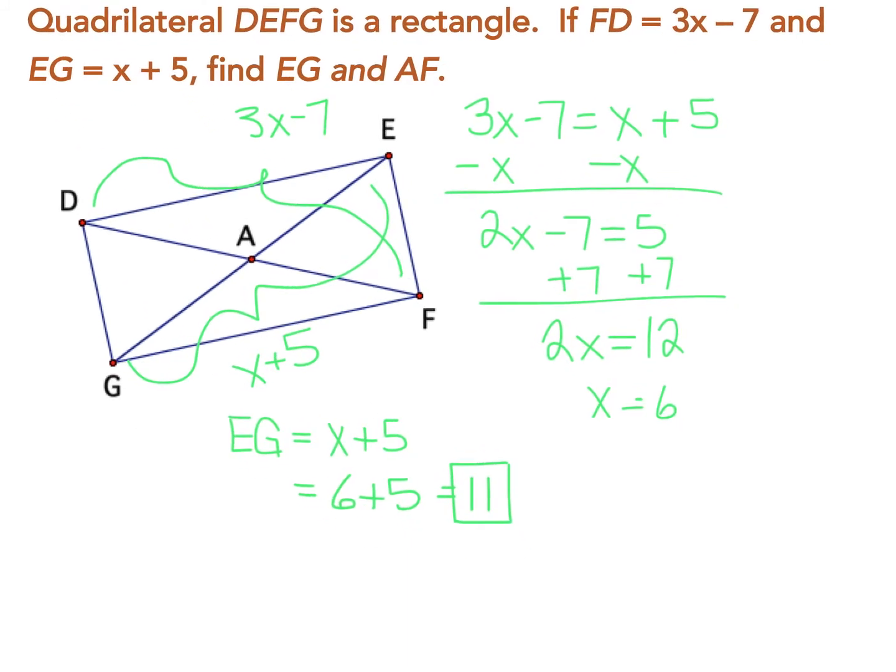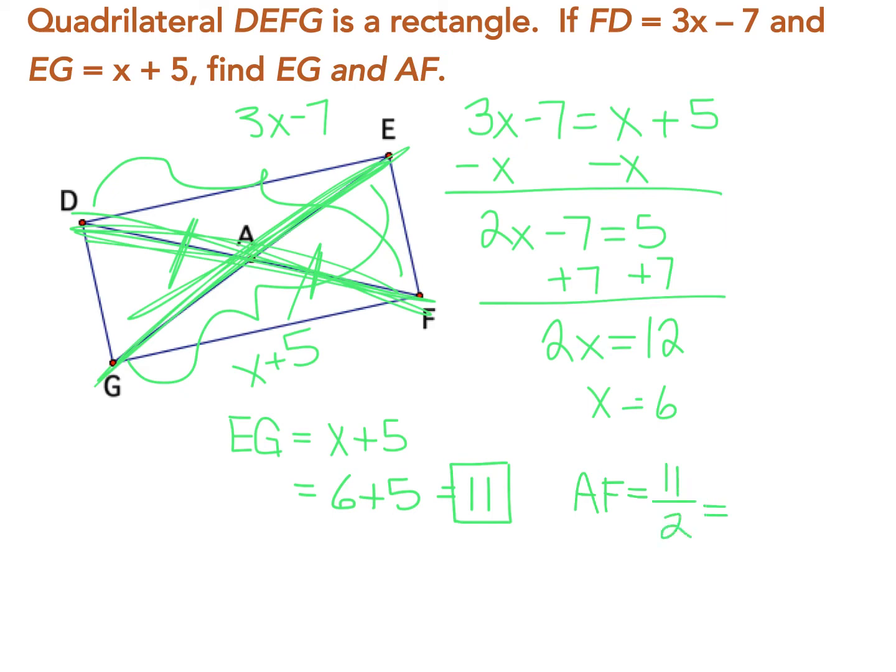And then AF, which is half of a diagonal. If this diagonal is 11, this diagonal is 11. And AF is going to be exactly half. So it's going to be 11 divided by 2, so 5.5. Or I could leave it as 11 halves. Either one of those is fine because they're both exact answers. I didn't have to round when I wrote 5.5.